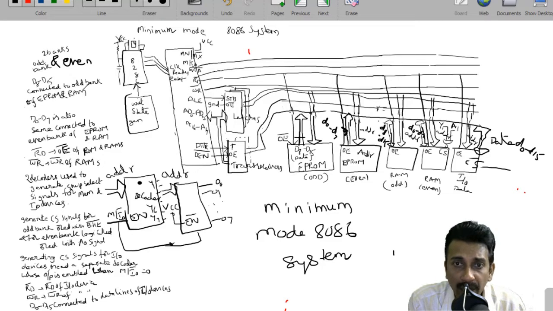D8 to D15 is connected to the transceivers, particularly for the odd bank. So for the odd bank, the higher byte of the data is connected to the transceivers, and the lower byte D0 to D7 is connected to the even bank through the same transceivers. D0 to D15 is also connected to the transceivers for the IO device, right?